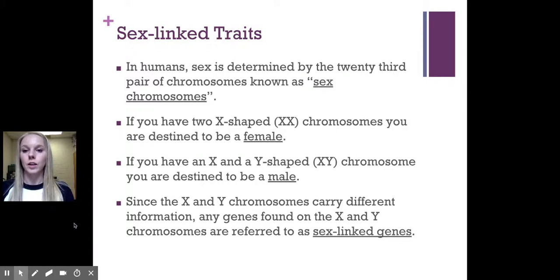The next trait are sex-linked traits. In humans, sex is determined by the 23rd pair of chromosomes, known as sex chromosomes. If you have 2 X-shaped chromosomes, you are destined to be a female. If you have an X and a Y-shaped chromosome, you are destined to be a male. Since the X and Y chromosomes carry different information, any genes found on the X and Y chromosomes are referred to as sex-linked genes. Your fifth keyword is shows.